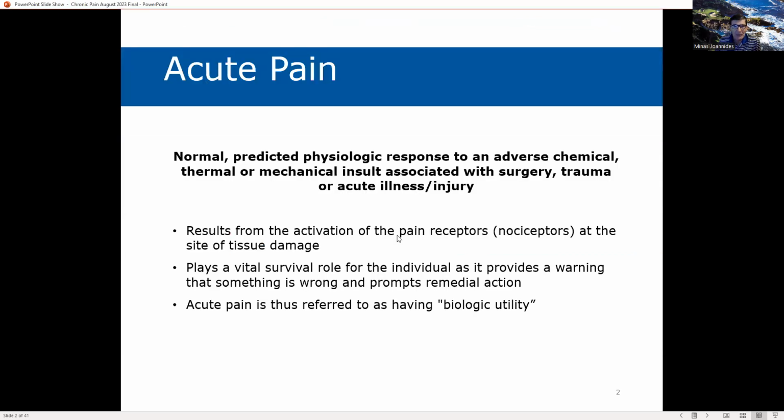First, we want to talk about acute pain, which is a normal response to an adverse chemical, thermal, or mechanical insult associated with surgery, trauma, or acute illness or injury, and it results from the activation of pain receptors at the site of tissue damage. It plays a vital survival role for individuals because it provides a warning that something is wrong and prompts remedial attention. So acute pain is referred to as having biologic utility. In other words, it serves a purpose for the individual.